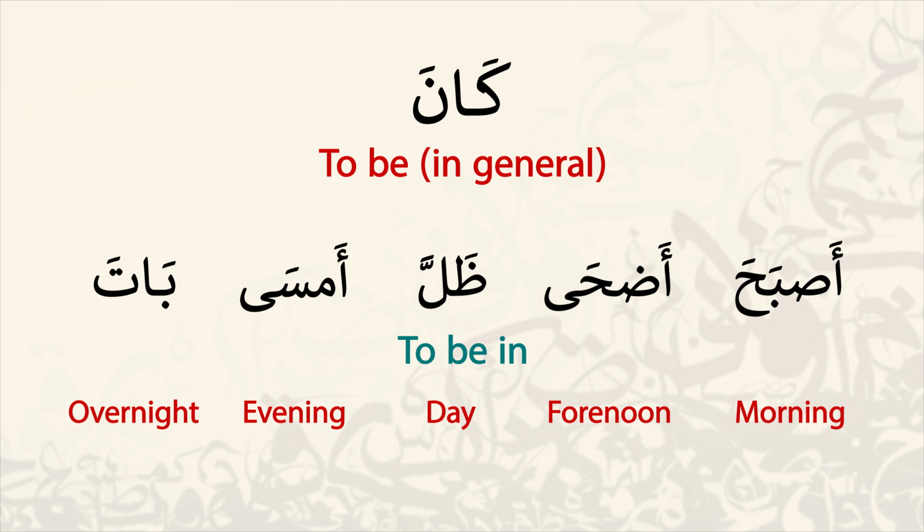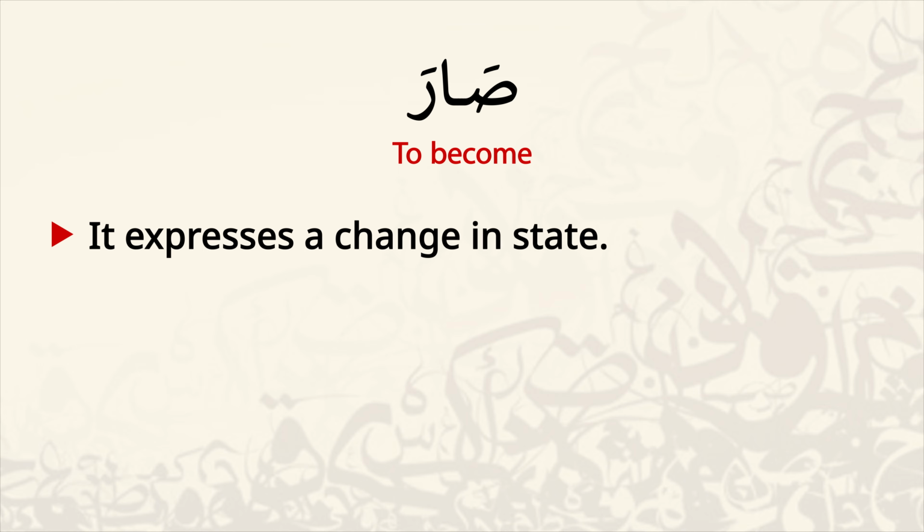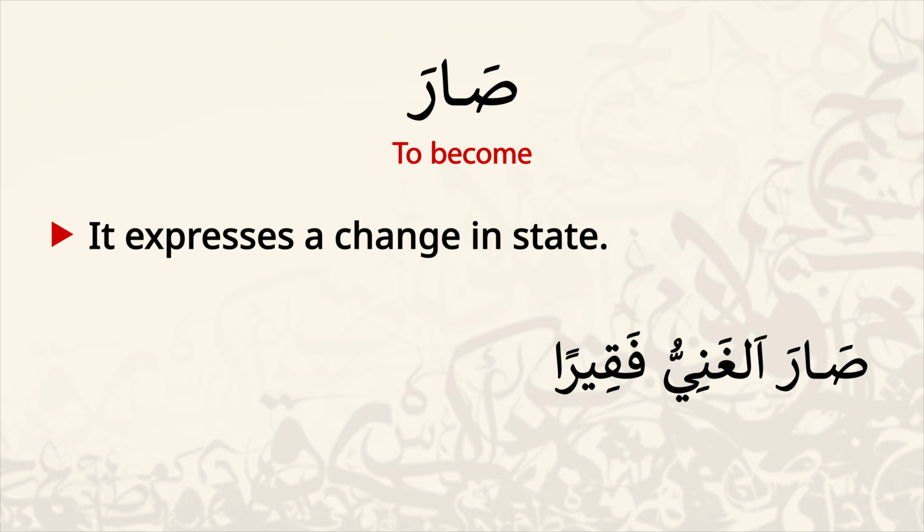So these 5 verbs express states of being during a specific time of the day. The following verb of this group is صار, which means to become, generally without any time restriction. It expresses a change in state. Check this example. صار الغني فقيرا. The rich became poor. Here is a change of state from being rich to being poor. That's why we used the verb صار.